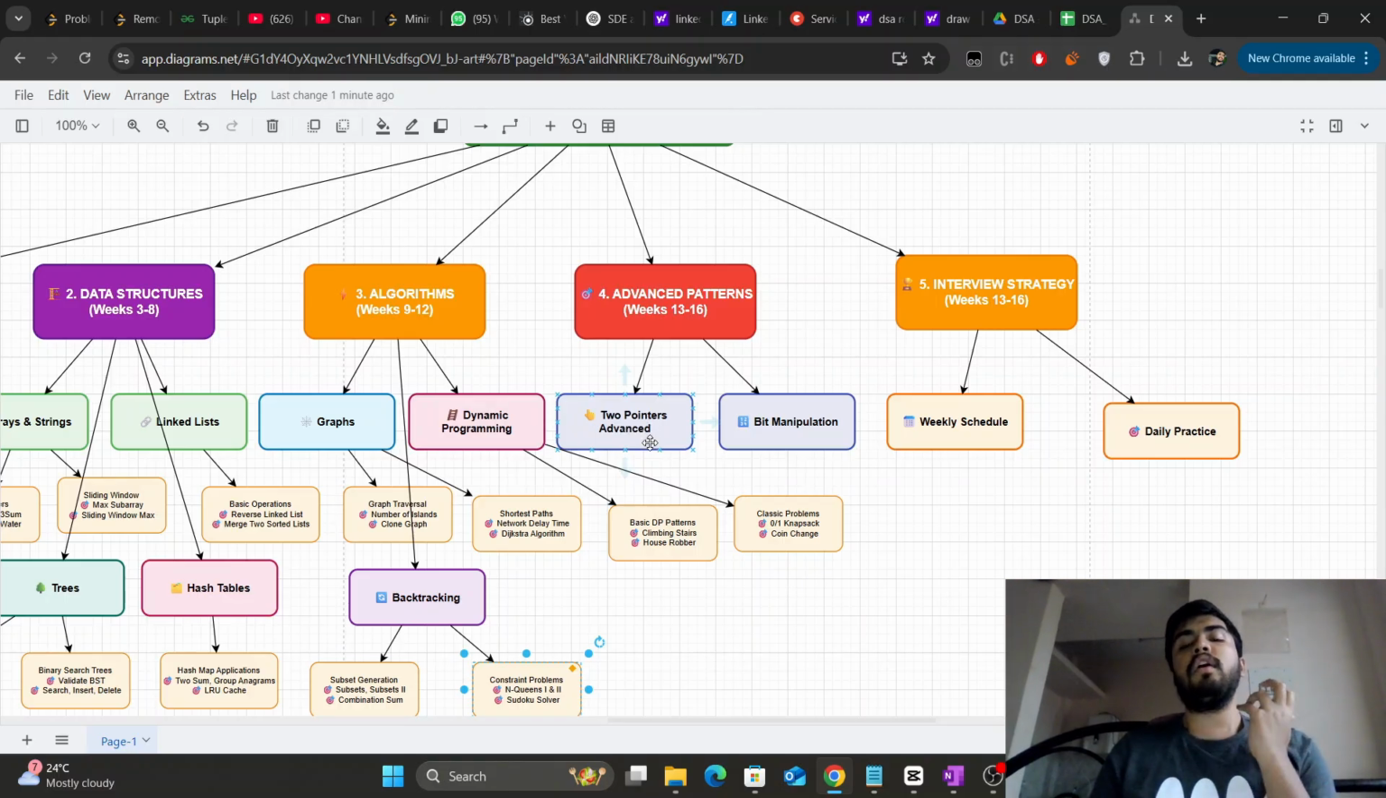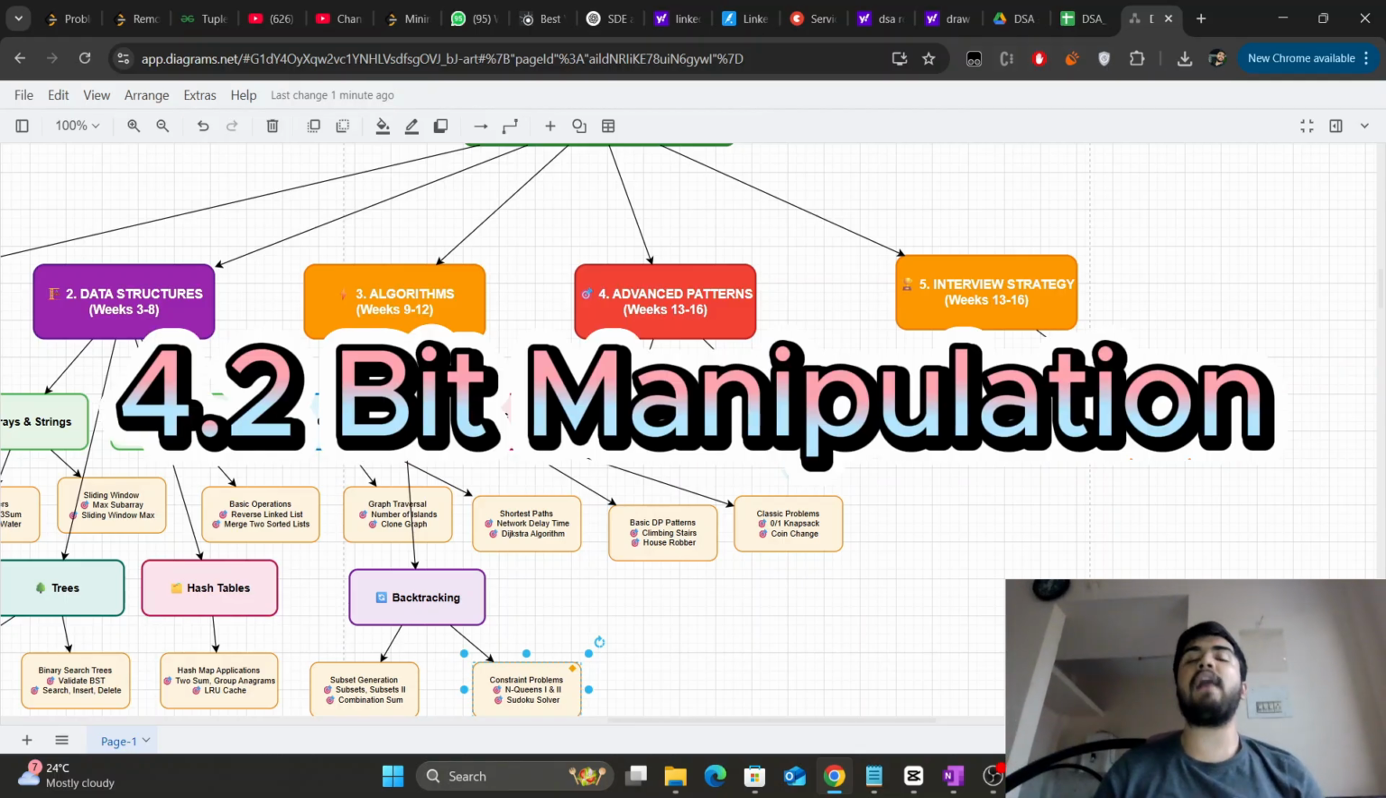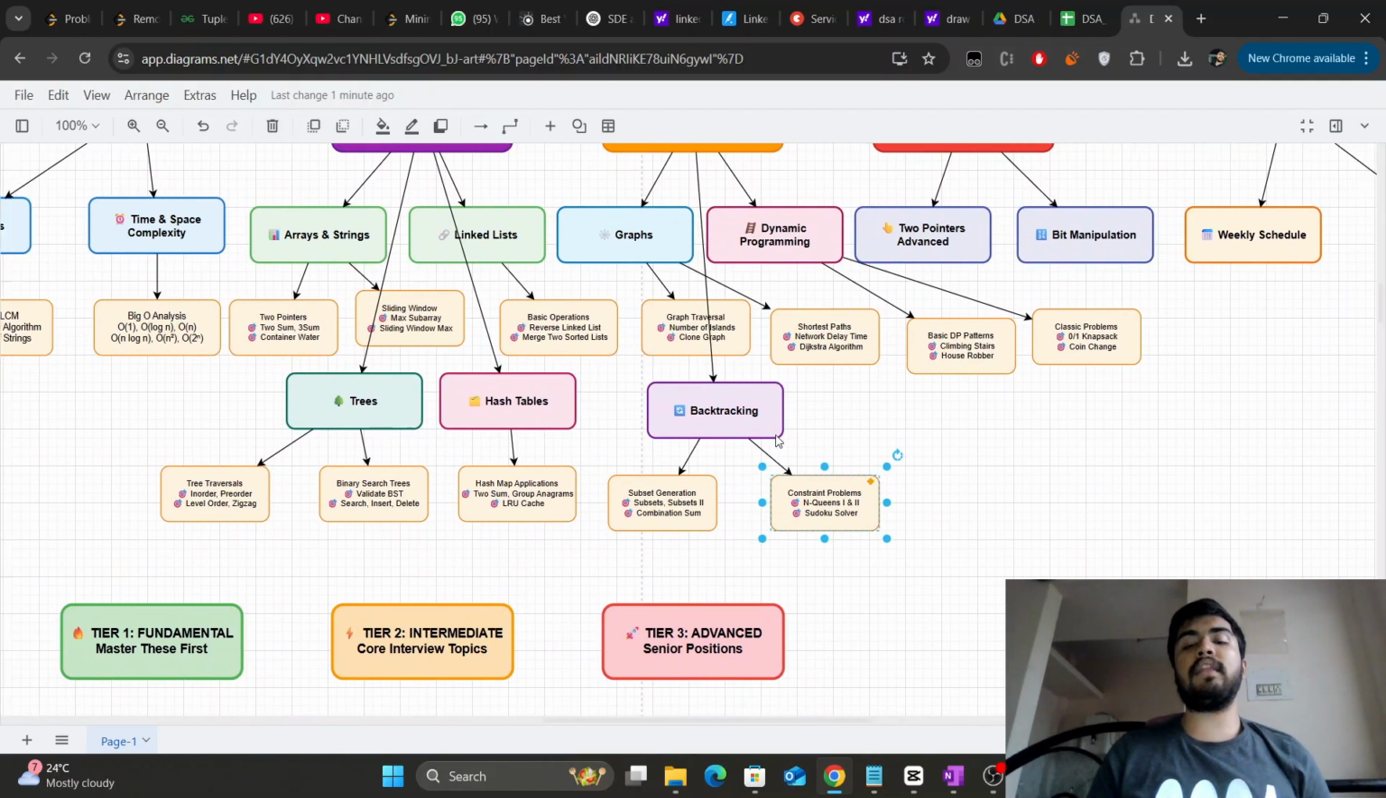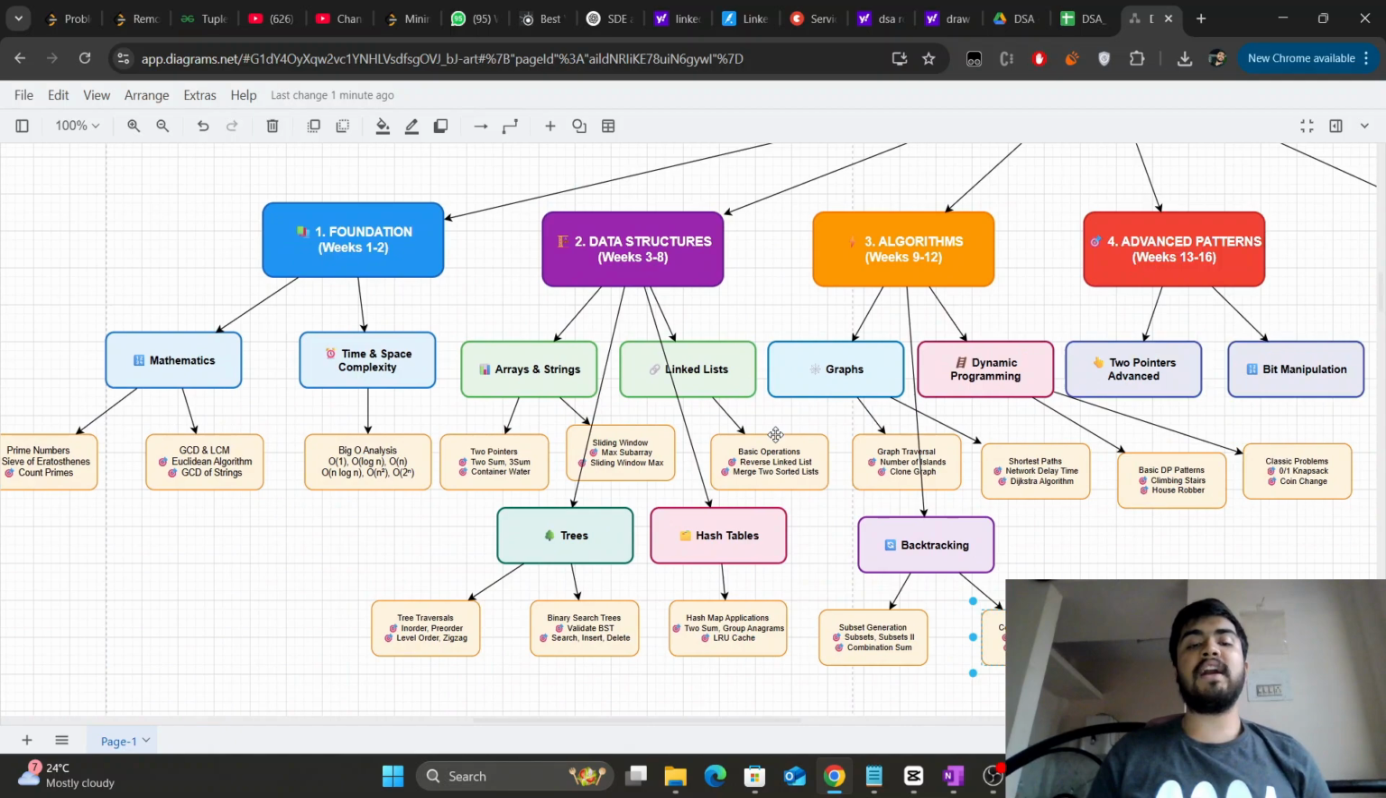I will try to find some good problems on these two pointers, where you have to know the patterns, else it is kind of impossible to solve them in an interview. And for bit manipulation, we have to practice a good amount of problems to master this particular topic, right? So that is how our flowchart looks on a high level.